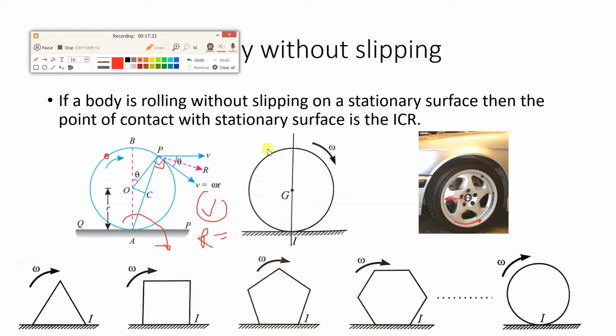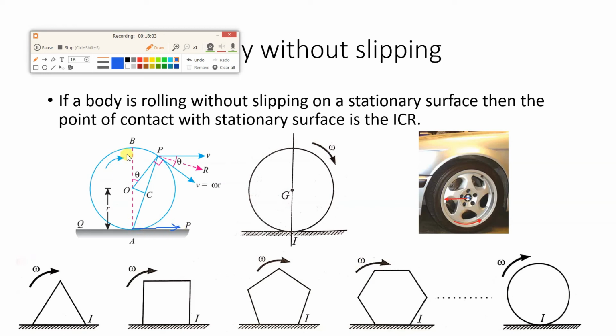That is why we say over here that point A, if a body is rolling without slipping on a stationary surface, then the point of contact with the stationary surface is the ICR. So this point A is the ICR. Now the properties of ICR will be valid here also. The linear velocity of this point A will be 0. Why? I'll give you an example over here. Suppose this point A, its linear velocity will be towards right.